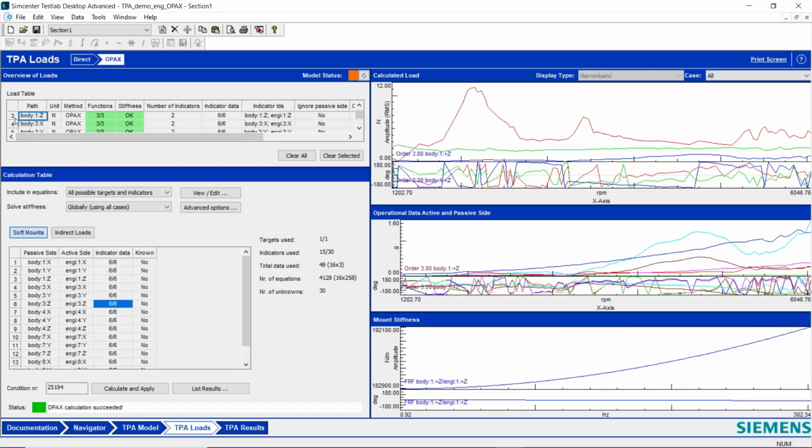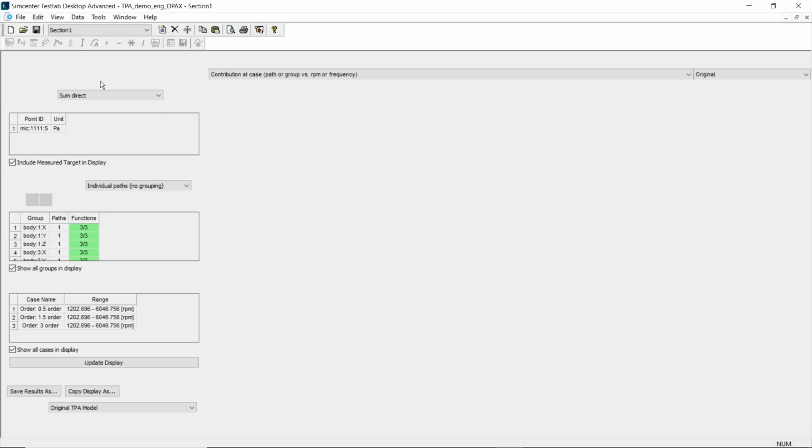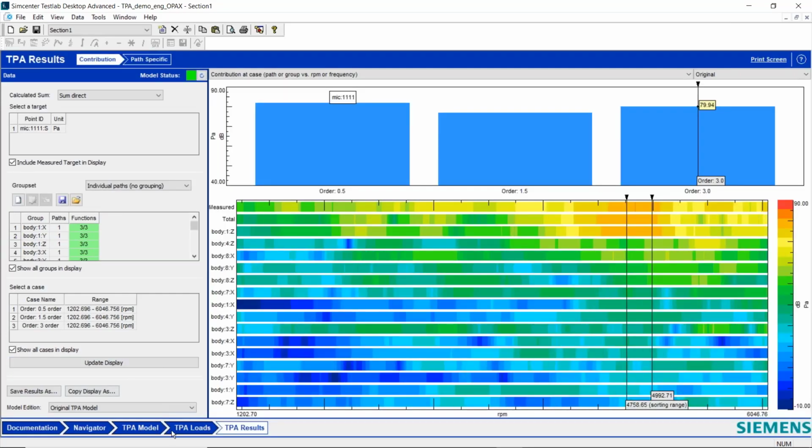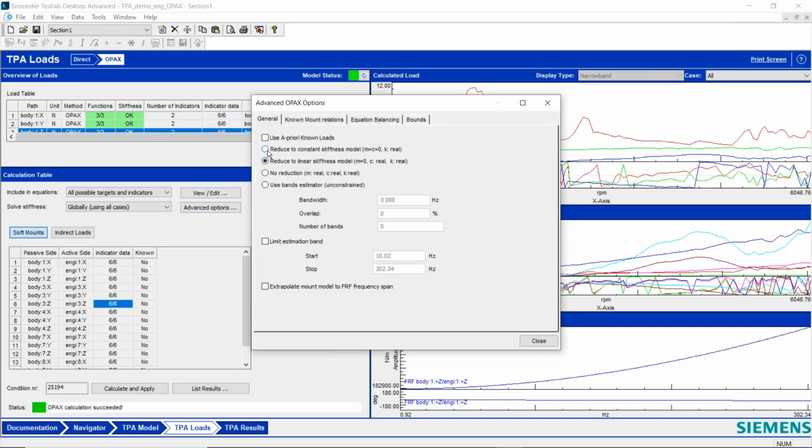If I had good eyes, I could see how the load changed. And then I can see how the results change here as well. And I can look at these results. So that's one thing, but I'm still not down to 100. So I'm going to go back to advanced and then go to reduce to a constant stiffness model. So now it's just going to solve for K.